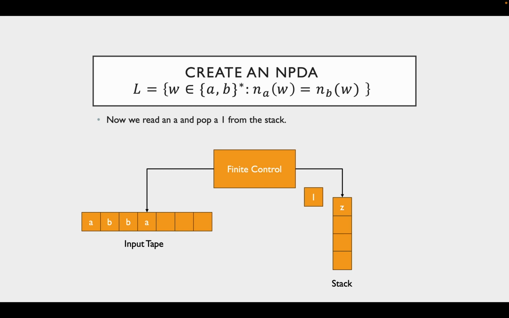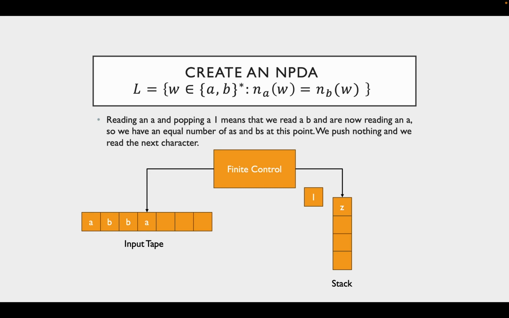Now we read an A and pop a 1 from the stack. Reading an A and popping a 1 means that we read a B before and now we're reading an A. So we have an equal number of A's and B's at this point. We push nothing and we read the next character.